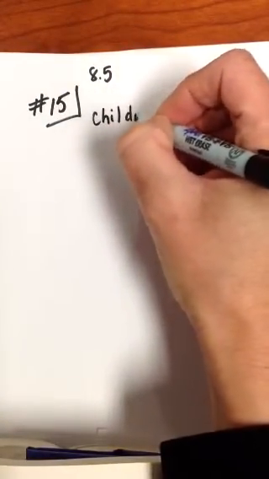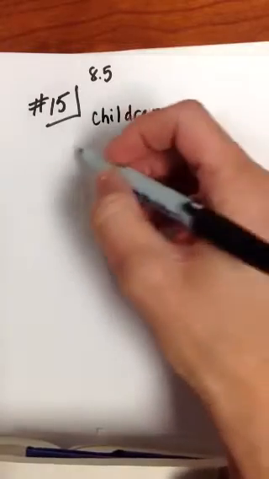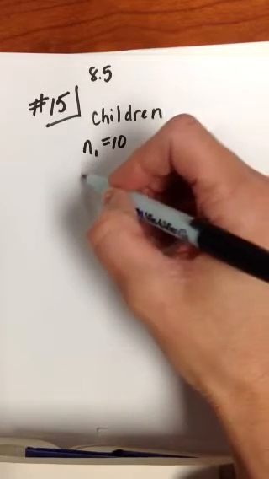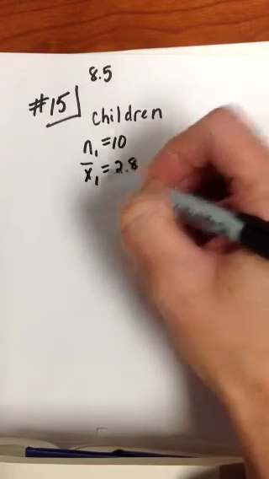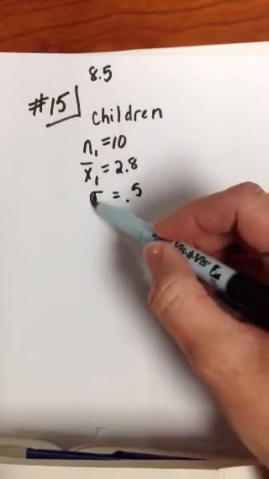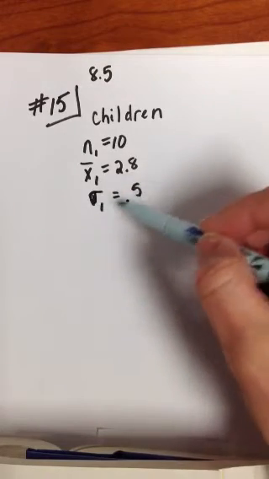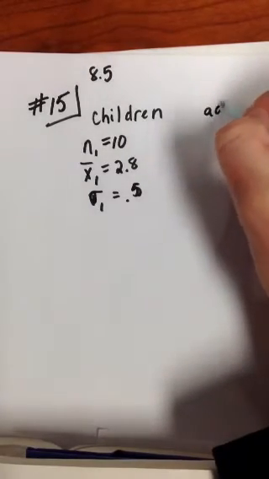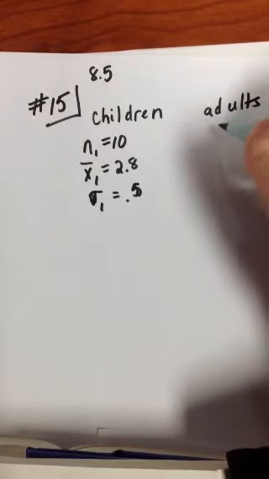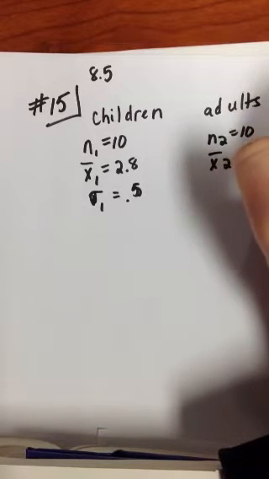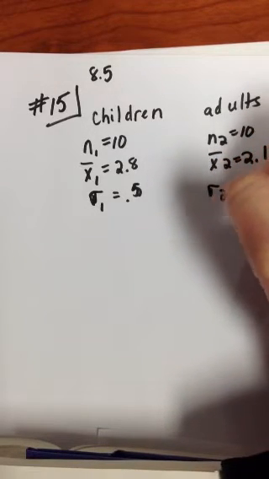So based on this problem, I'm going to write down what I know. For my sample of children, remember that was my first sample, N1 was equal to 10. And in the problem it told us X bar 1 was equal to 2.8, and it said the population standard deviation was 0.5. Now this problem in the book tells you that this is sigma, okay, but you need to know the difference between whether you have sigma or S, just like we did with one sample. And then for adults, which was our second sample, our N2 was equal to 10, our X bar 2 was 2.1, and our sigma 2 was 0.7.